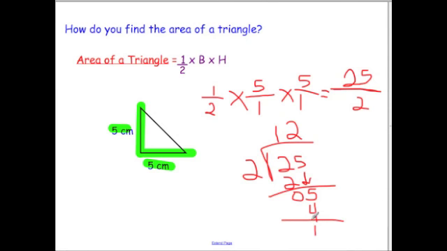And we know from working with our fractions that the remainder is always the numerator of our fraction, and the denominator is always, always, always the number that we divided by. So that would be 2. So the area of this triangle, with a base of 5 and a height of 5, is 12.5 centimeters squared. Just like yesterday when we're working with area, we always square.